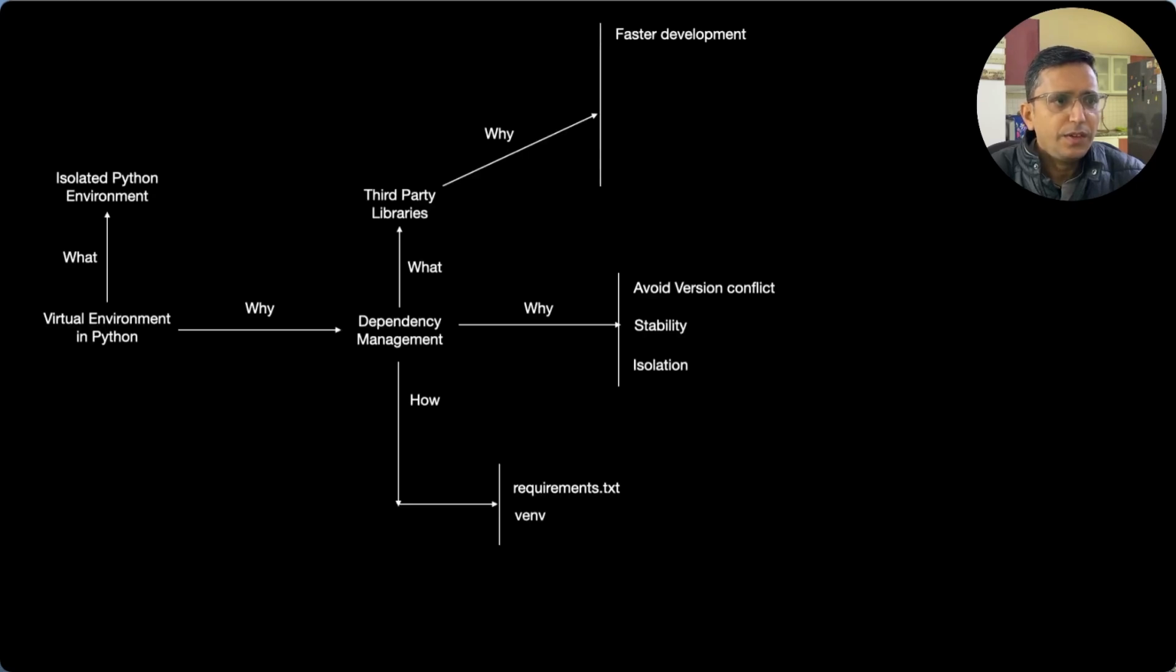Let's recap what we have discussed. Virtual environments in Python are isolated Python environments, and we use virtual environments for dependency management. In dependency management, we are actually managing the third-party libraries. And why do we use third-party libraries? Because these help us in faster development. And we are doing dependency management because it helps in avoiding version conflicts, and provides stability and isolation to the project. And how are we doing the dependency management? It's through the requirements.txt file and by creating a virtual environment.